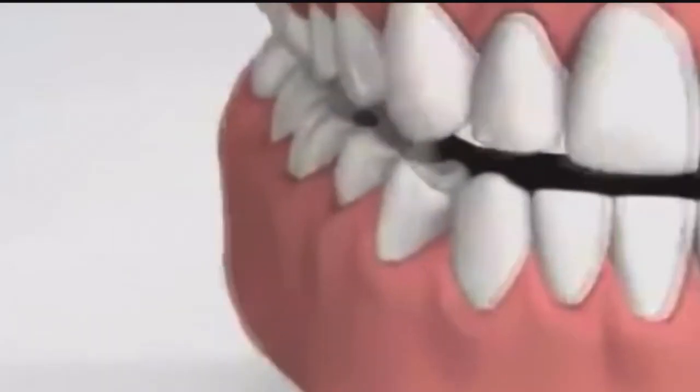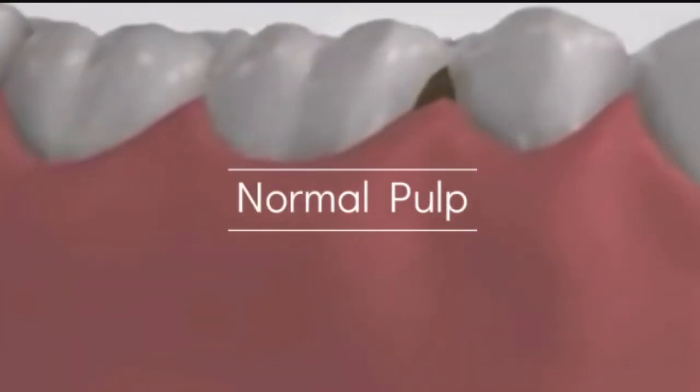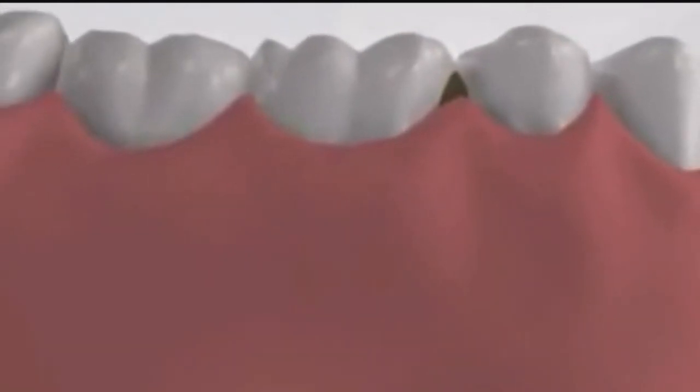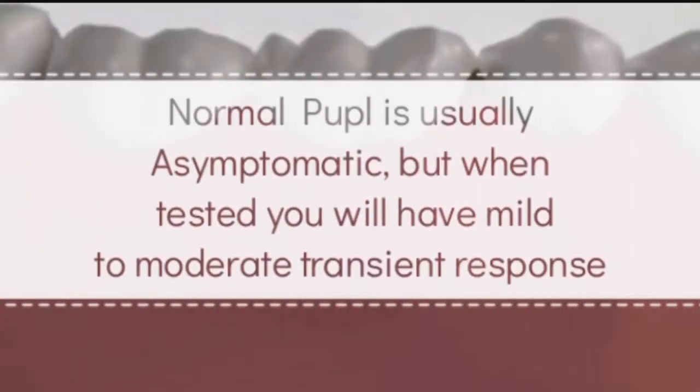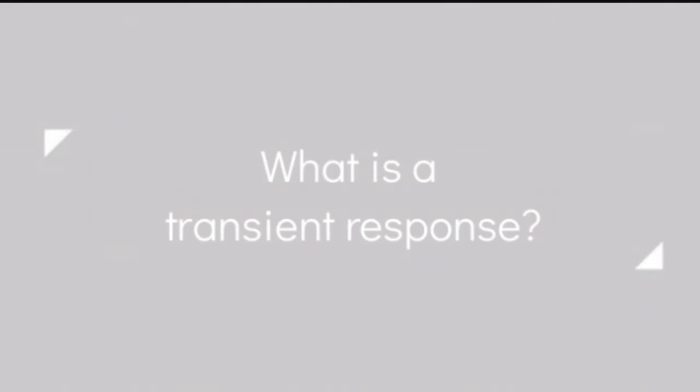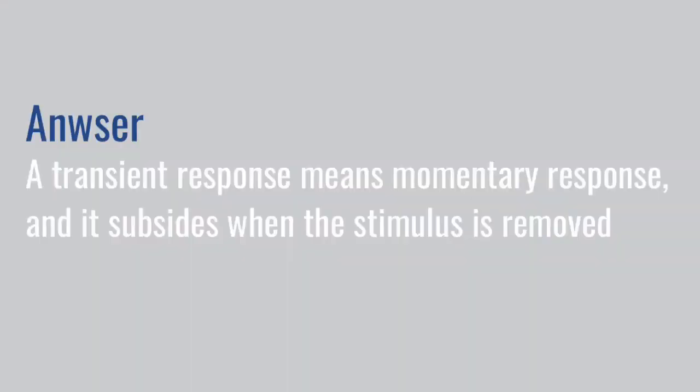Let's begin with the normal pulp. Normal pulp is usually asymptomatic, but when tested with thermal or electrical stimuli, you would have a mild to moderate transient response. Now, what is a transient response? A transient response means a momentary response which subsides when the stimulus is removed.